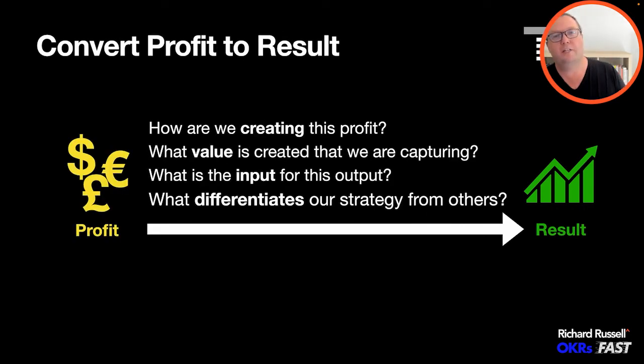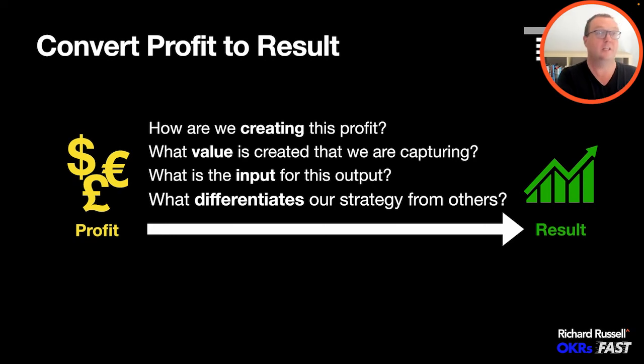Now, if you're in a situation where you're talking about a profit, like let's have a revenue, let's have an EBITDA, let's have a profit margin, or reduce costs by this much, or whatever it is, you really want to get a bit more specific with this. So here are the things to think about. How are we creating this profit? Like, what's the strategy that gets us to this particular outcome?